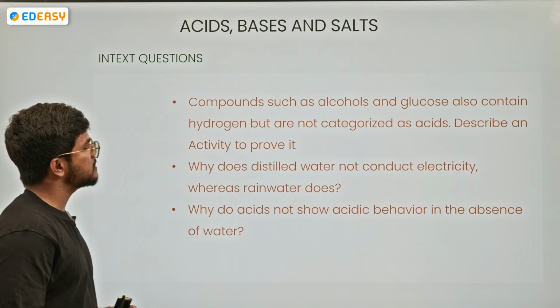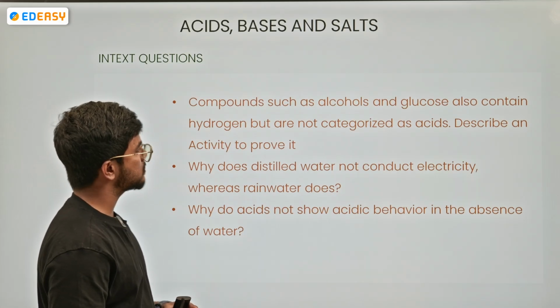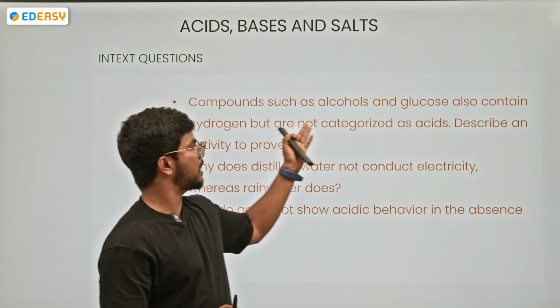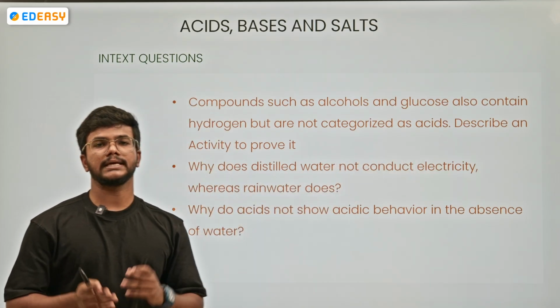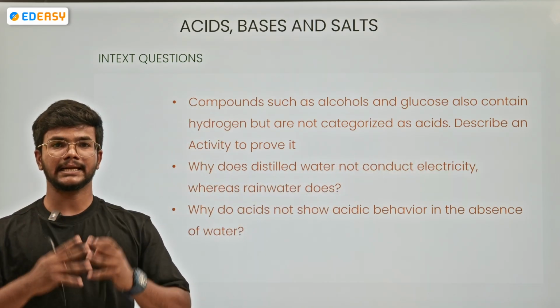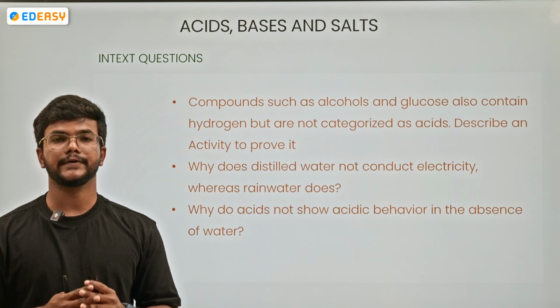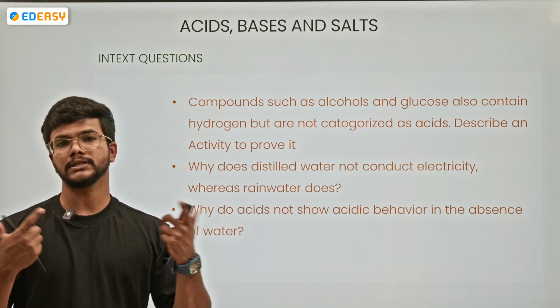Next, compounds such as alcohols and glucose also contain hydrogen but are not categorized as acids. Describe an activity to prove it. There is an activity for electrical conductivity. We can test the electrical conductivity of acids and bases alongside alcohols and glucose.